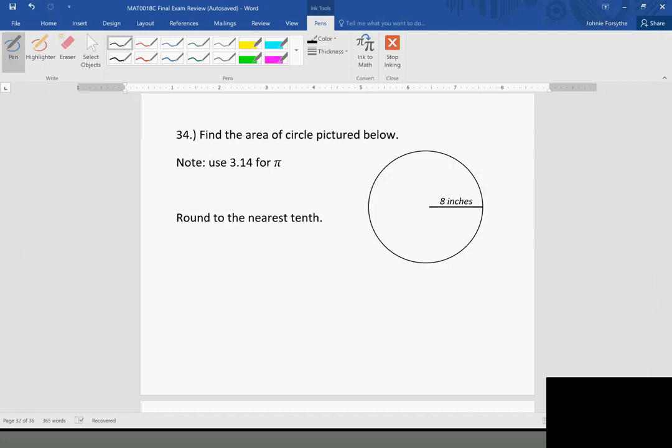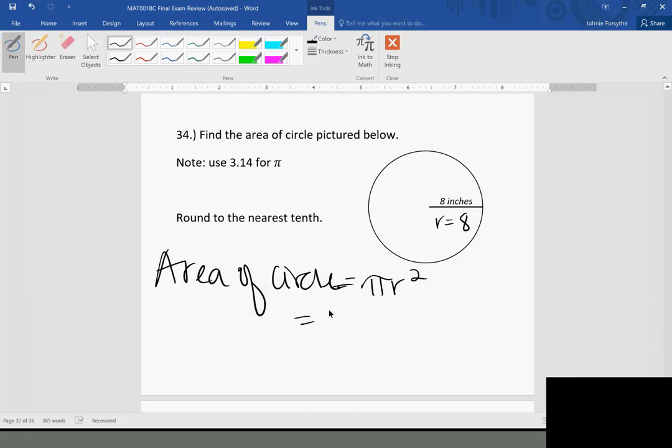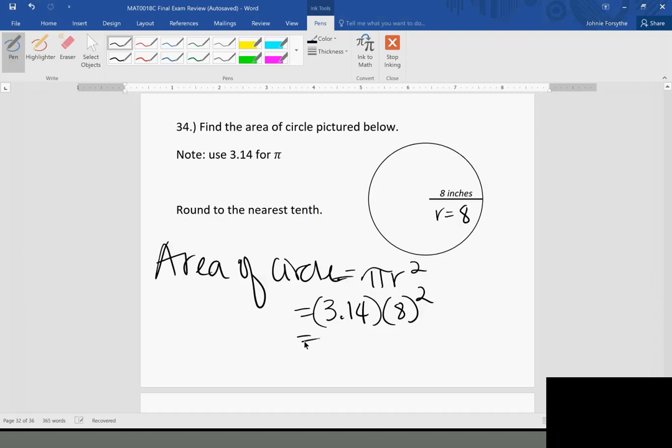34. Find the area of the circle pictured below. Use 3.14 for pi. So the area of a circle is pi r squared. This picture is telling us that the radius is 8 inches. So we're going to use 3.14 for pi, so it's going to be 3.14 times 8 squared. So 8 squared is 64, so 3.14 times 64. Let's do that here on the side.